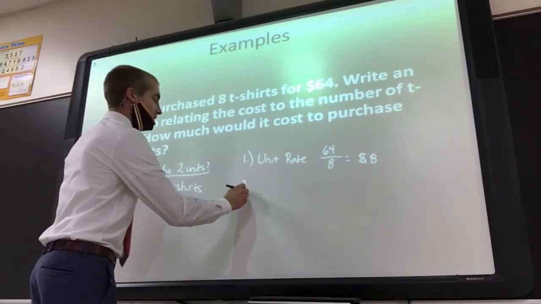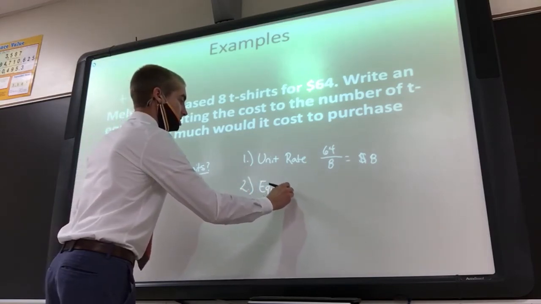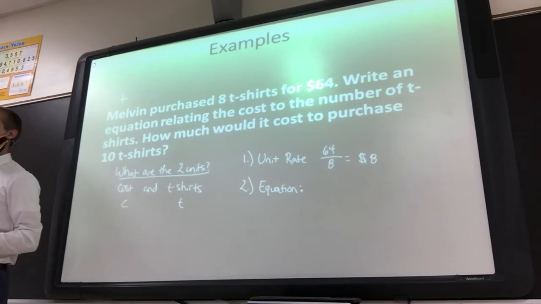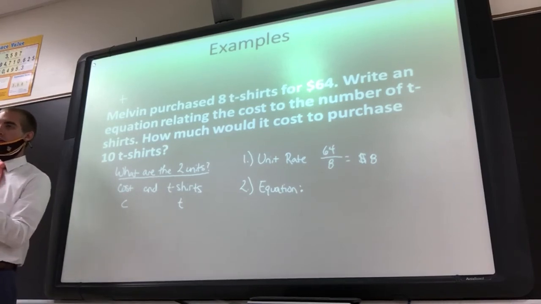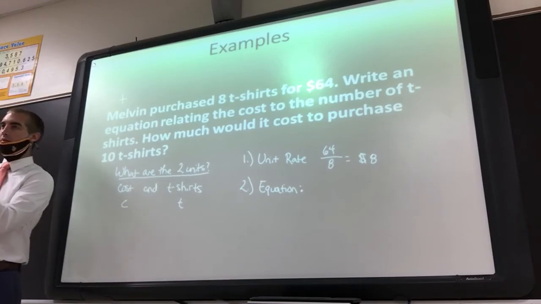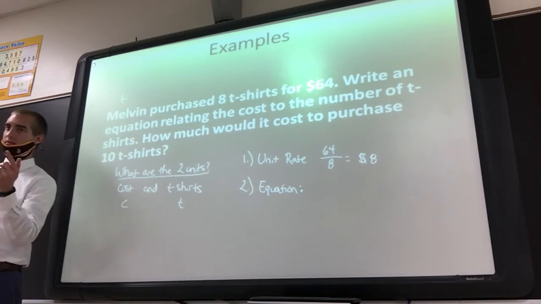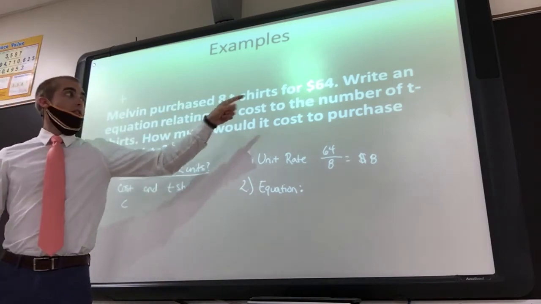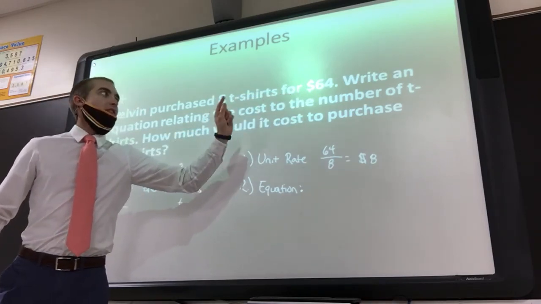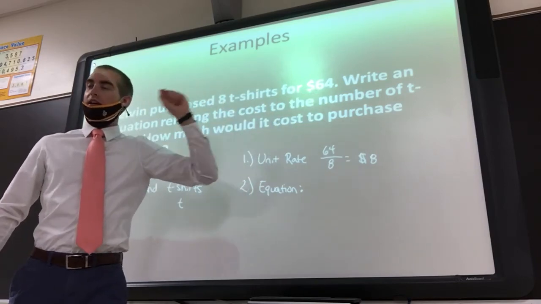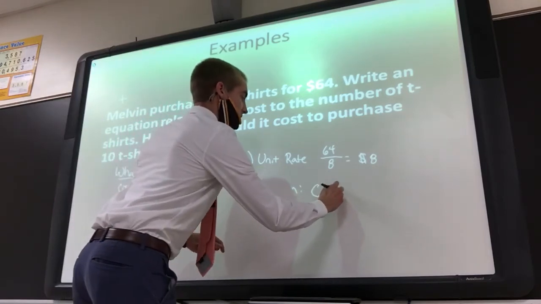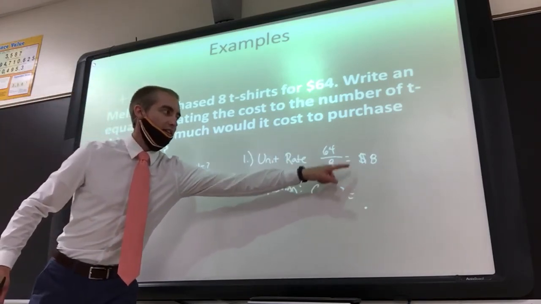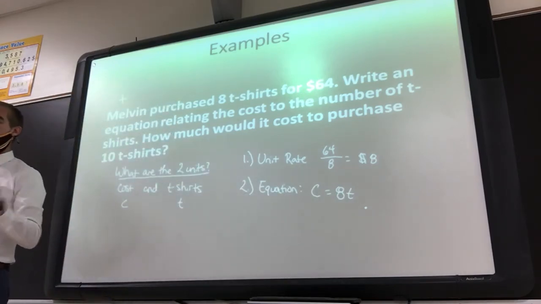Second thing is write the equation. So this equation is going to have 8, C, and T. So you've got to ask yourself, is the cost equal to 8 times the number of t-shirts, or is the number of t-shirts equal to 8 times the cost? Let's go back up here. How much is the cost? 64. How many t-shirts? 8. So is it 64 times 8 or 8 times 8? 8 times 8. So the cost equals 8 times the number of t-shirts, because that's what you all just told me. The cost, 64, equals 8 times 8. 8 times the number of t-shirts. So that's how that equation works.